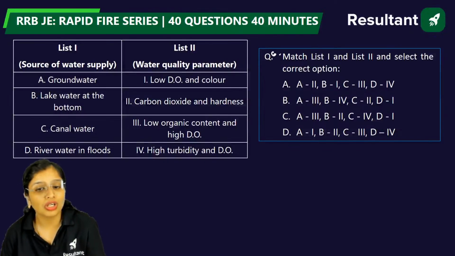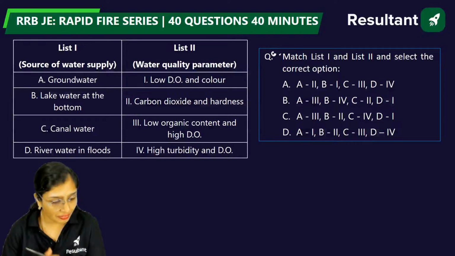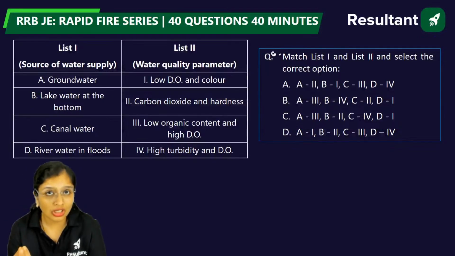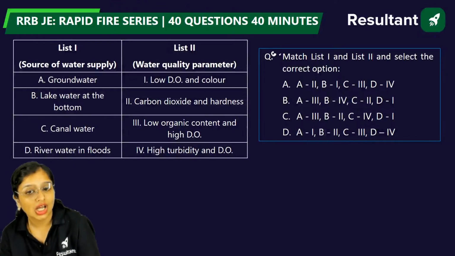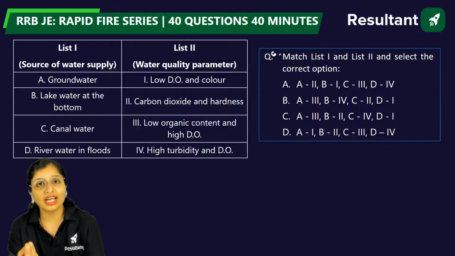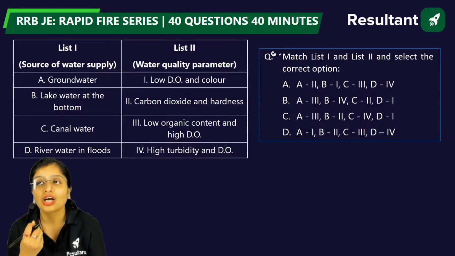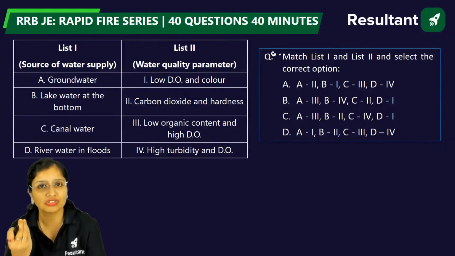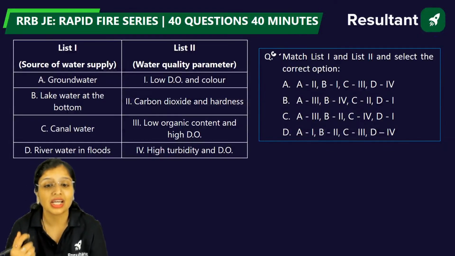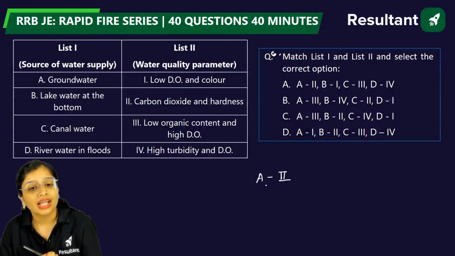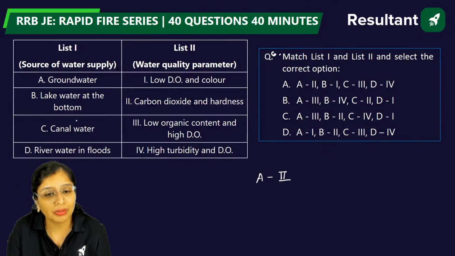Now, if I talk about groundwater, I told you whenever we talk in terms of groundwater, they have dissolved solids more and suspended solids less. Okay, so dissolved solids more, that means they will be having gases like carbon dioxide, and you can say ions, cations, which will be present. So basically, carbon dioxide and hardness.